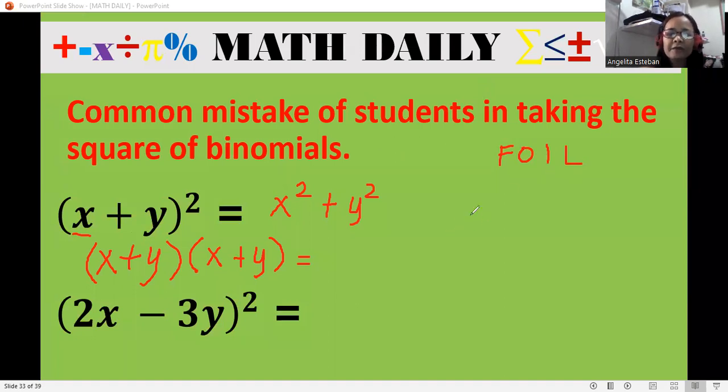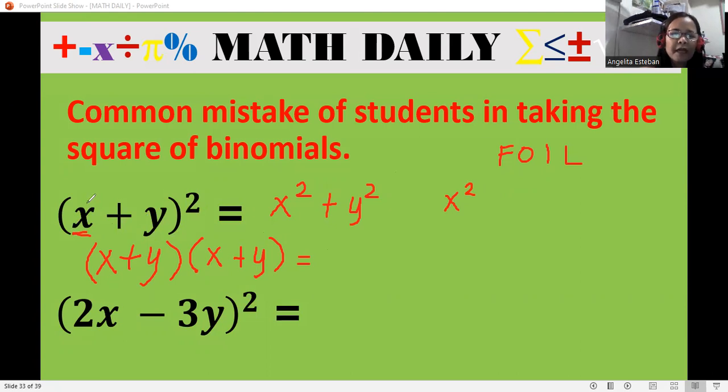Or sometimes we can just say that if you are looking for the square of a binomial, we have to square the first term, then take twice the product of the first and the second term, and then square the last term. Again, if you are going to do that, we have to square the first term. So we have x raised to the second power, twice the product of the first and the second.